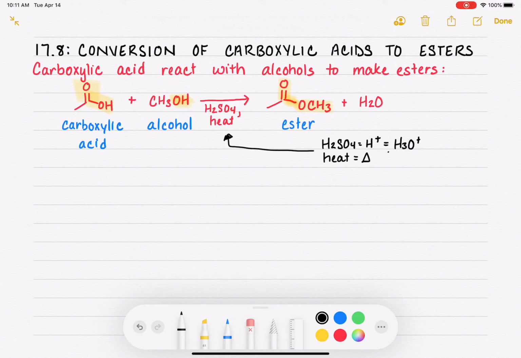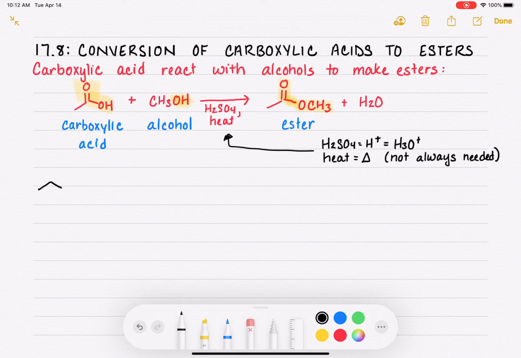And also, it's important to note that not all of these reactions require heat. So sometimes you won't see heat at all in this reaction. And that's okay. It's not a trick. It doesn't mean that the reaction won't work. It's just not always going to be there. Don't stress out if it's not there. So let's practice a couple of these on paper.